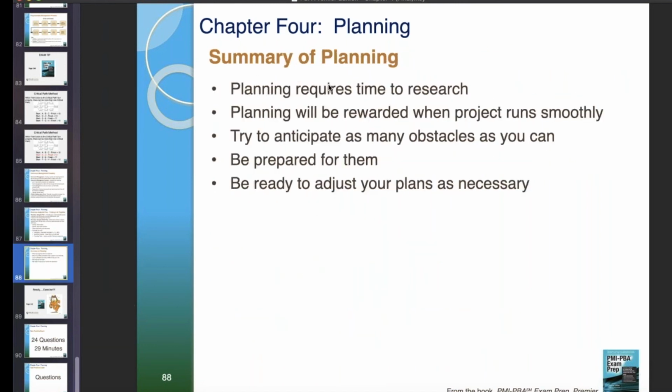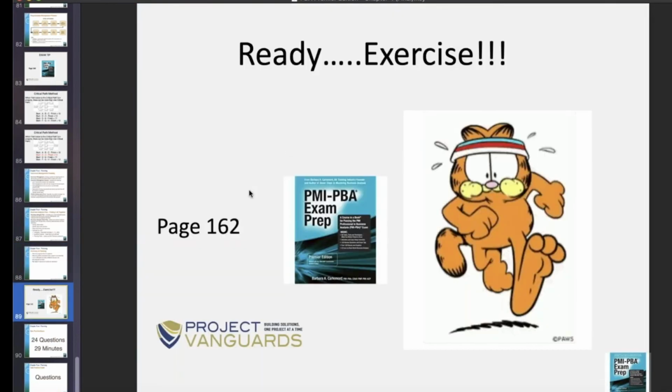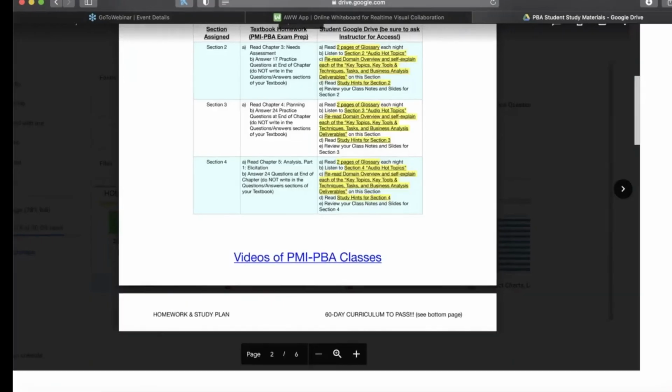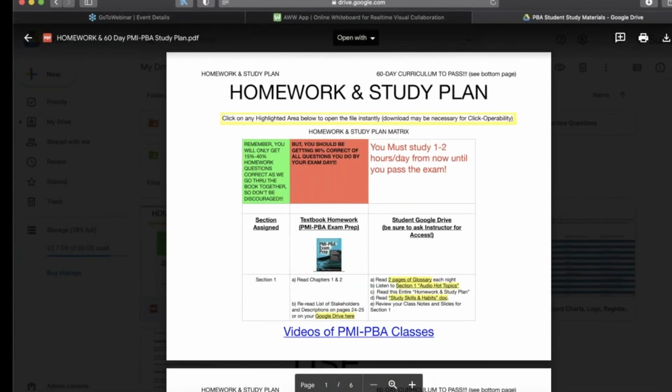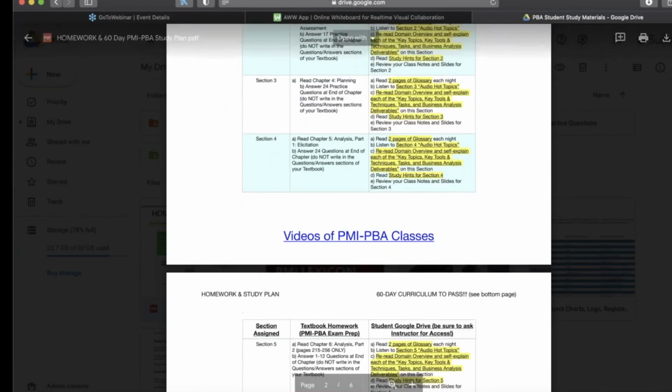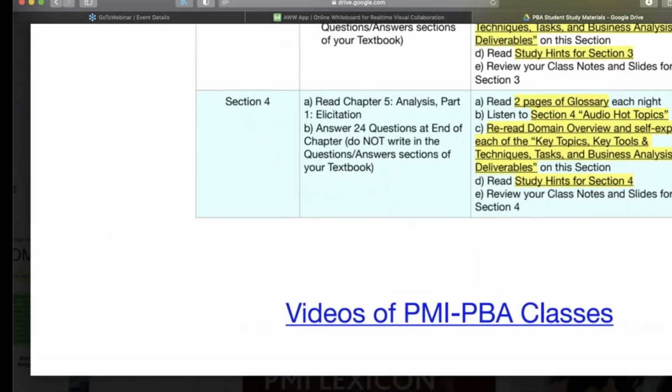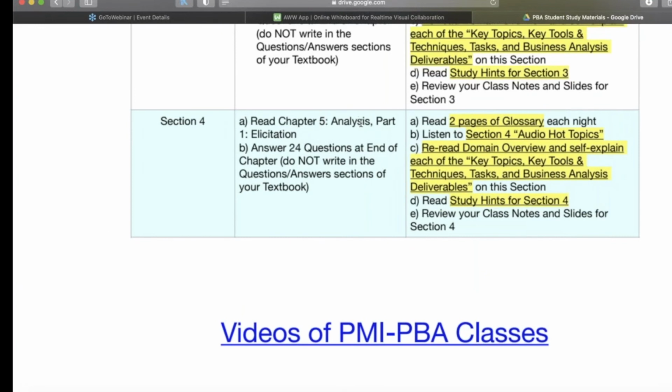A summary: planning requires time to do your research. Planning will be rewarded when the project runs smoothly. Good luck. Try to anticipate as many obstacles as you can, be prepared for them, and be ready to adjust plans as necessary. This is your homework and study plan in your drive. Section 4, which is read chapter 5, which is on analysis part 1, elicitation. So see you next time and be safe.